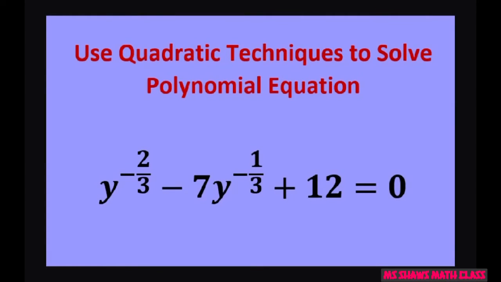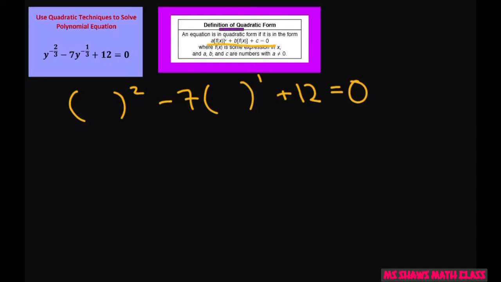Hi everyone, we're going to use quadratic techniques to solve y to the negative 2/3 power minus 7y to the negative 1/3 power plus 12 equals 0. So we want to write this in quadratic form. That means I want to write something with the square, put that 7 there, to the first power, plus 12 equals 0. So that's the definition of quadratic form.